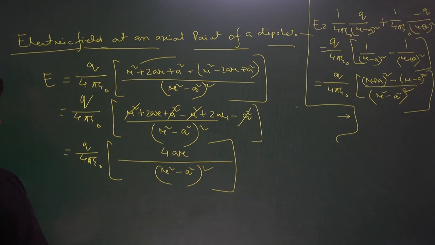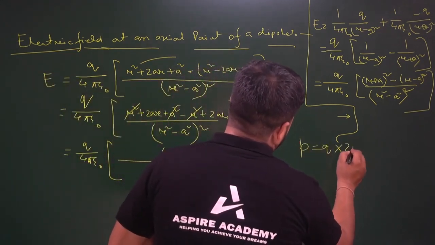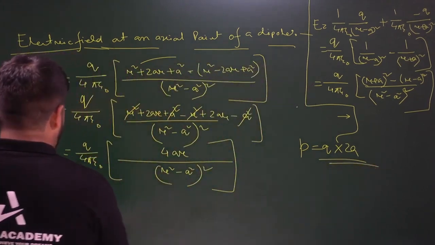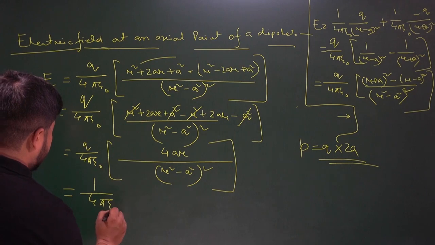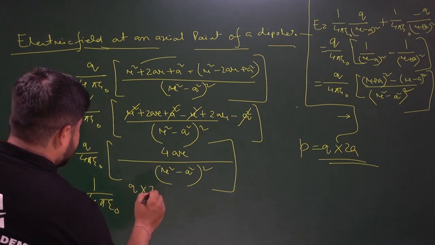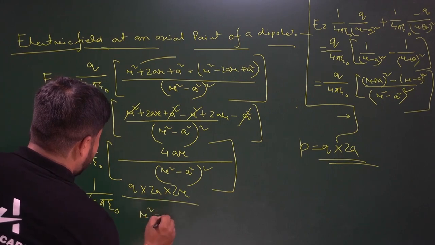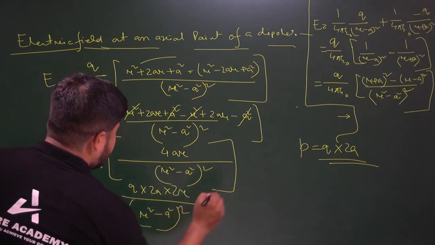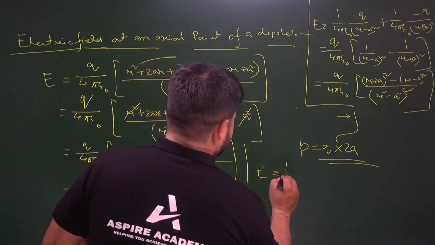We know that dipole moment P is equal to what? Q into twice A. Now we can proceed like that: 1 by 4 pi epsilon naught, Q into twice A into twice R, divided by (R square minus A square) whole square. Then E is equal to what?